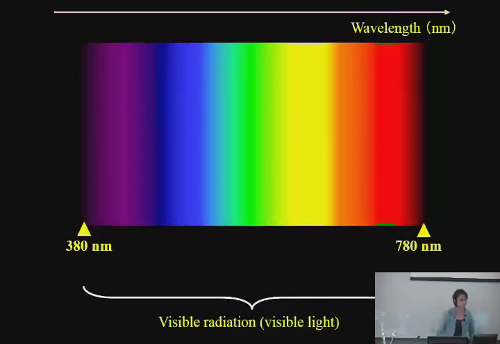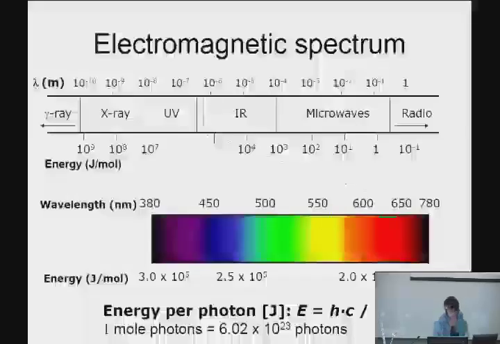Yes? I'm just wondering, is this just how our eyes work, and that's why we can see them? Yeah. The receptors we have get the signal out of this range. I don't know which one came first, but anyway, that's how it works. So 380 to 780 is visible radiation.